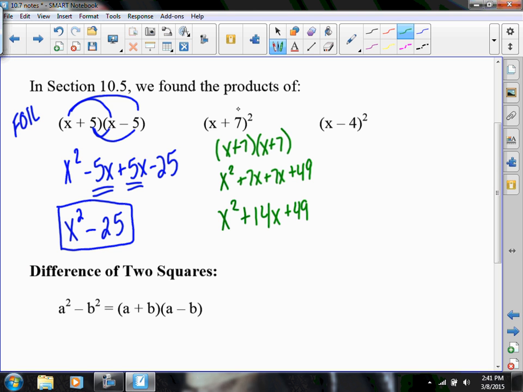Now notice that we started with 7 in the parentheses and our middle term is double that. And then the 7 squared is the 49. So we get a trinomial that ends in a perfect square. That's why we call this a perfect square trinomial.